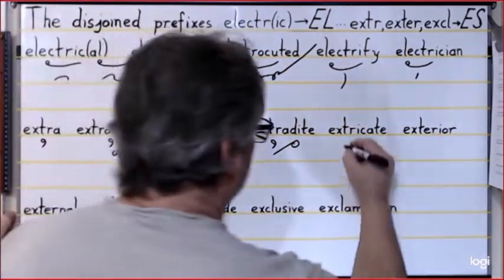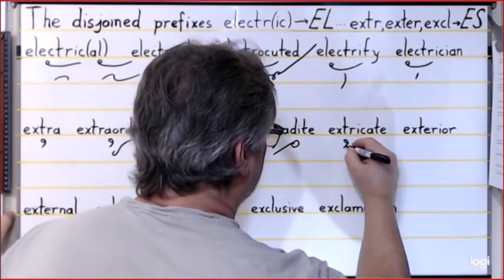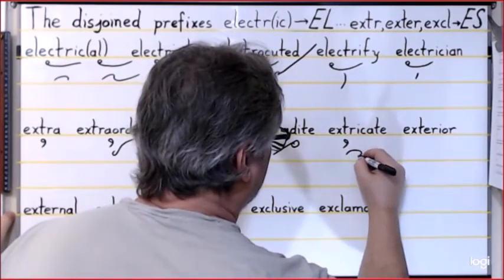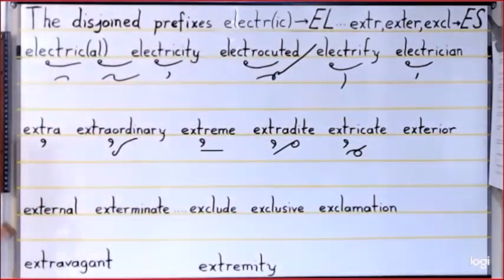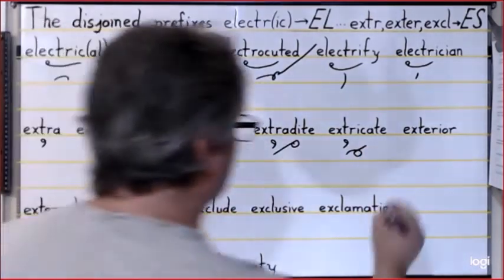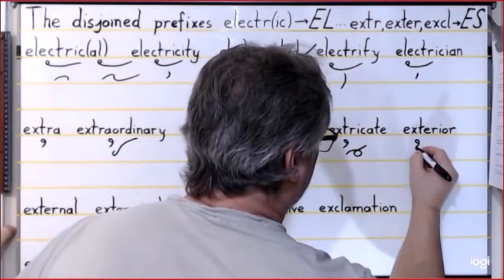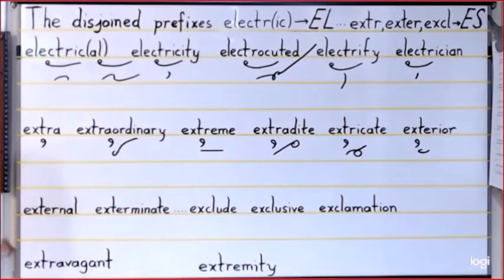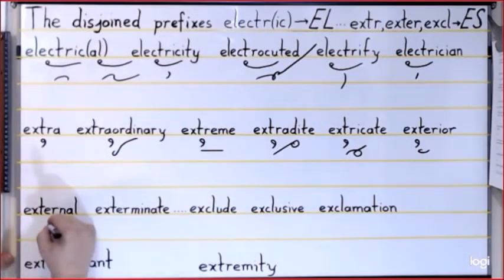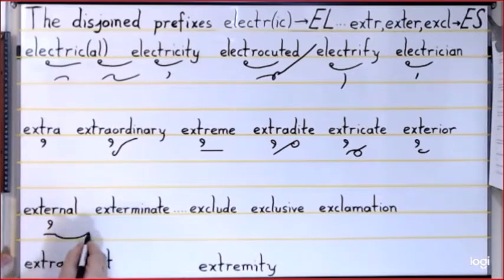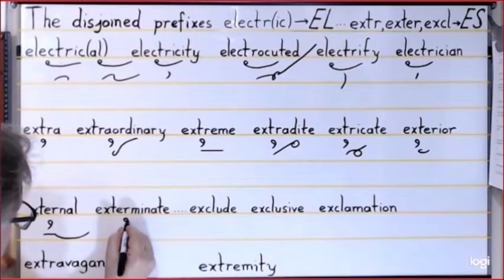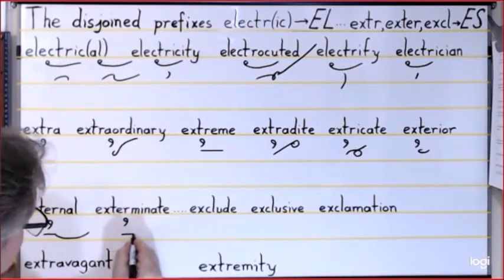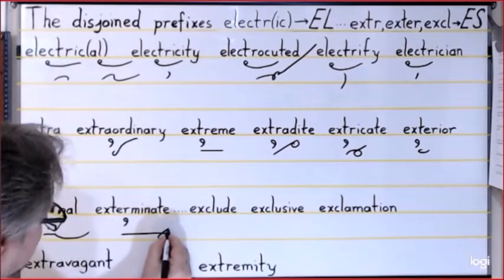Extricate is ES then a KAT. Exterior is ES and then an O and an R. External is an ES and then an NL. Exterminate is ES and then an MEN stroke, then an A and a T.